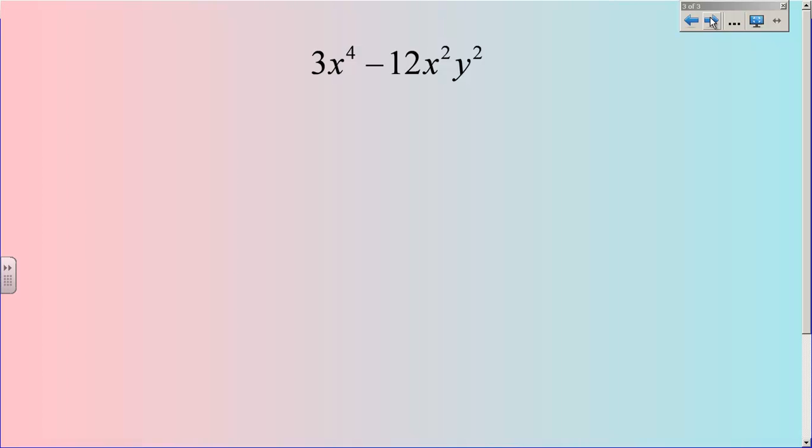This one's a little bit shorter. So I have 3x to the 4th minus 12x squared y squared. Well, there is a greatest common factor. Between 3 and 12 is going to be 3. And they also have an x squared in common. So when I factor out that 3x squared, what I have left here is an x squared, so that I get my x to the 4th. And then here I get a 4y squared.